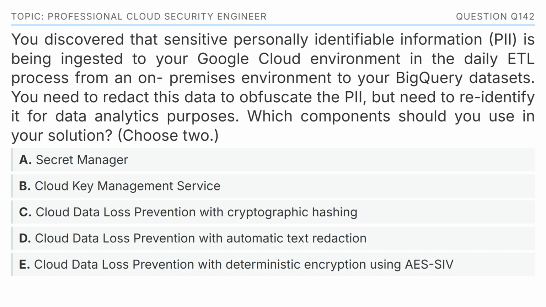Choose 2. The options are: Option A, Secret Manager. Option B, Cloud Key Management Service. Option C, Cloud Data Loss Prevention with Cryptographic Hashing. Option D, Cloud Data Loss Prevention with Automatic Text Redaction. Option E, Cloud Data Loss Prevention with Deterministic Encryption using AES-SIV.